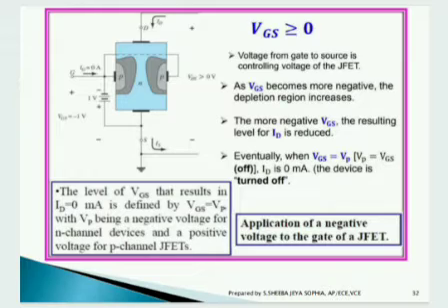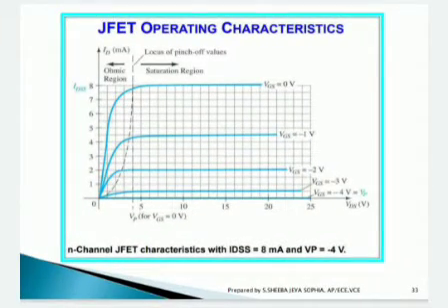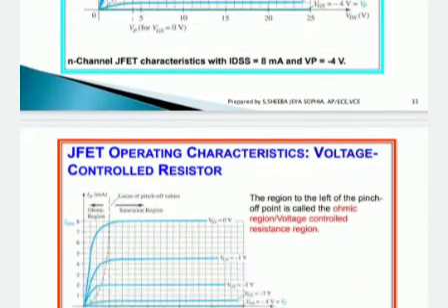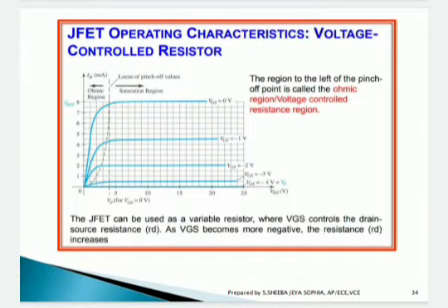Application of a negative voltage to the gate of a JFET results in this condition. You can see the operating point clearly, the locus of pinch-off values. Yes, the point at which the device reaches saturation is said to be this pinch-off value. And so, due to this operating condition, our JFET can also be used as a voltage controlled resistor. The region to the left of the pinch-off point is called the ohmic region, which is said to be the voltage controlled resistance region.